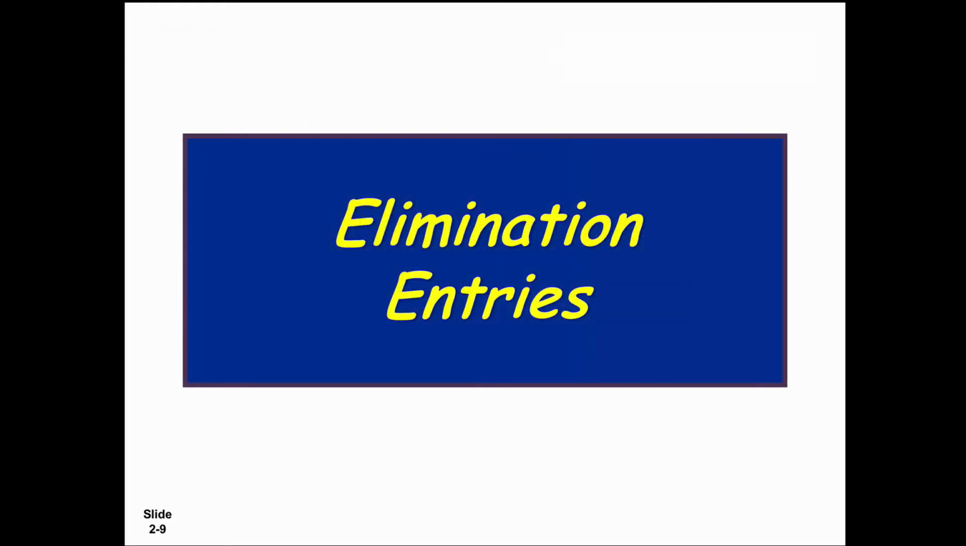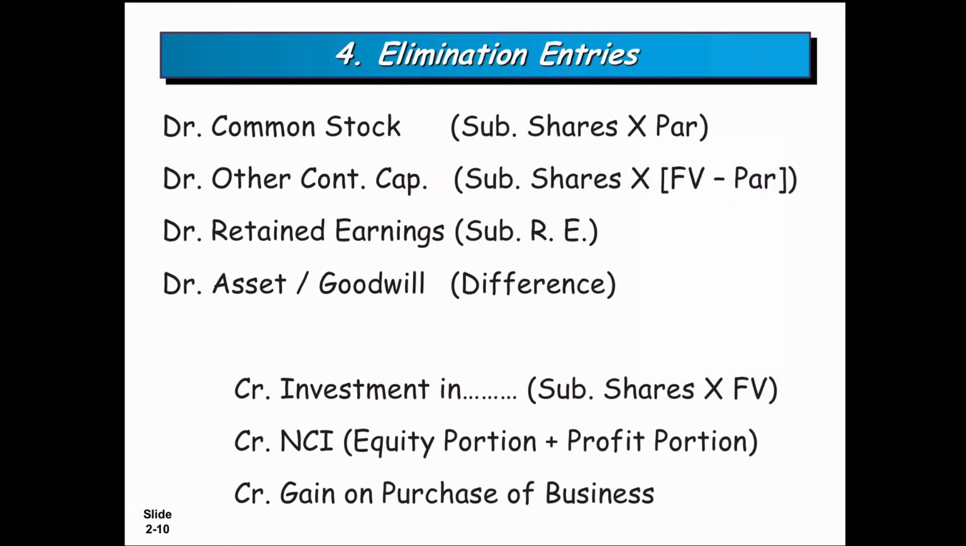And now let us go to the elimination entries, where we debit common stock of the subsidiary, shares times their par value; other contributed capital or additional paid-in capital, subsidiary shares times the difference between fair value and par value; retained earnings of the subsidiary company; and then if we get goodwill, we put it on the debit side.